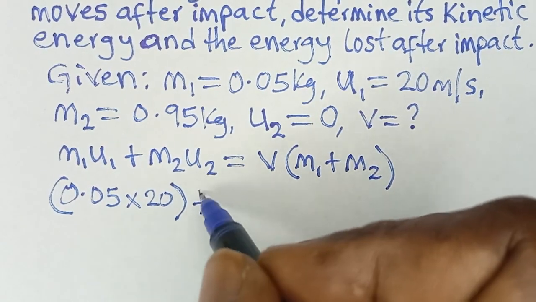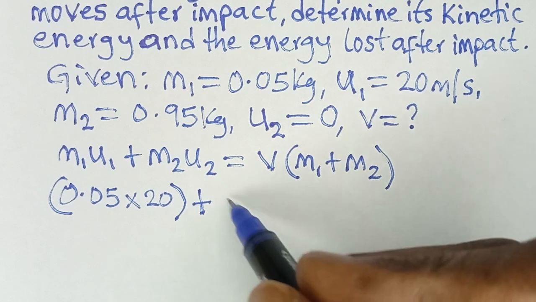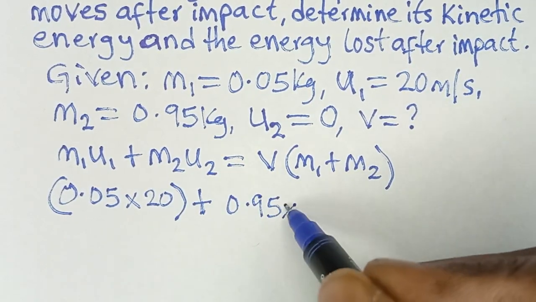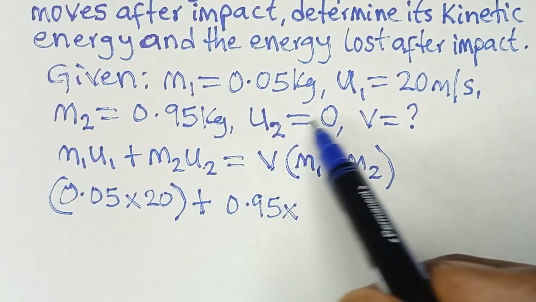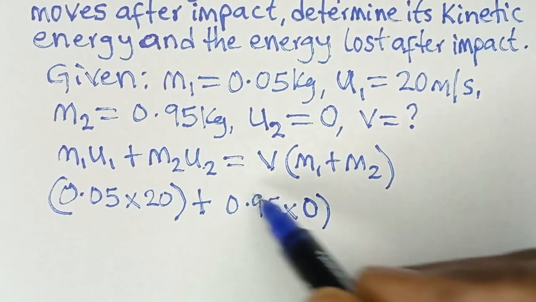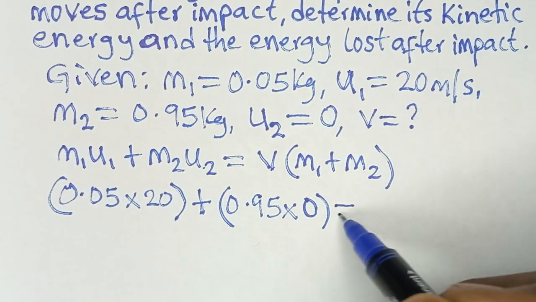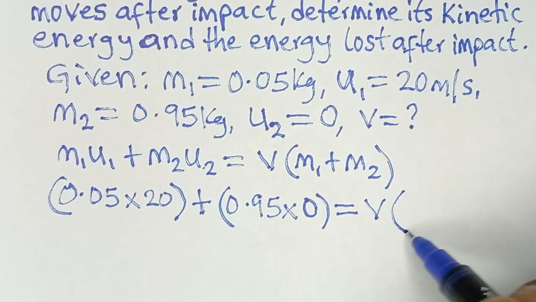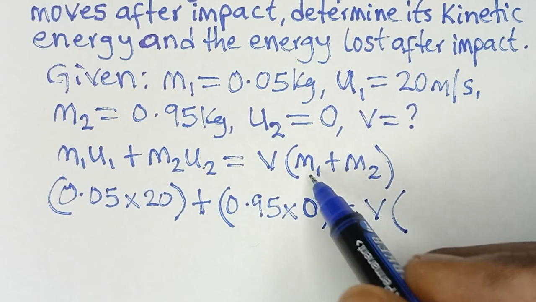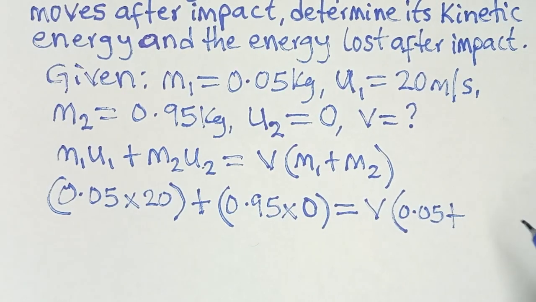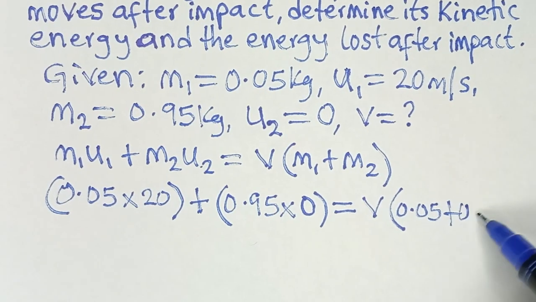And then plus that of the steel block, which is M2, 0.95, multiplied by U2, which is the initial velocity of the steel block. Because it is at rest, U2 is 0. And that will be equal to the final velocity that we are looking for, all multiplied by the M1, which is 0.05, plus M2, which is 0.95.